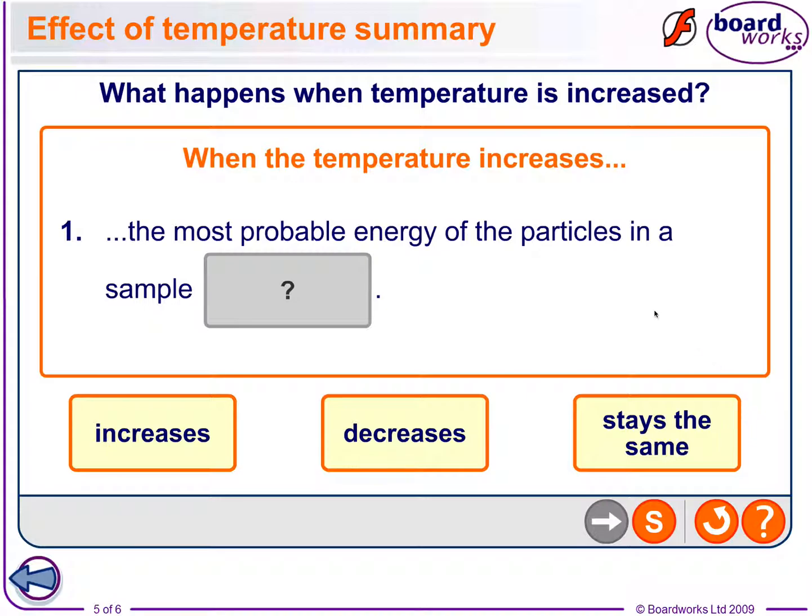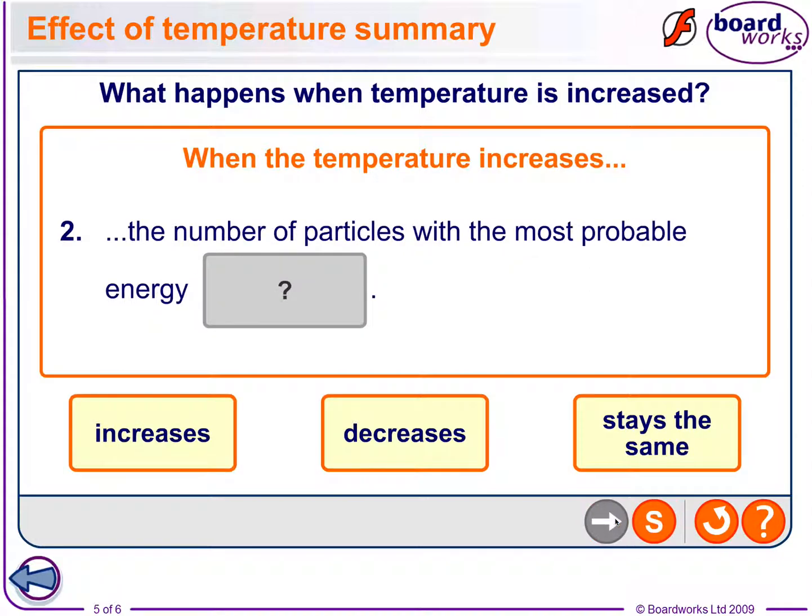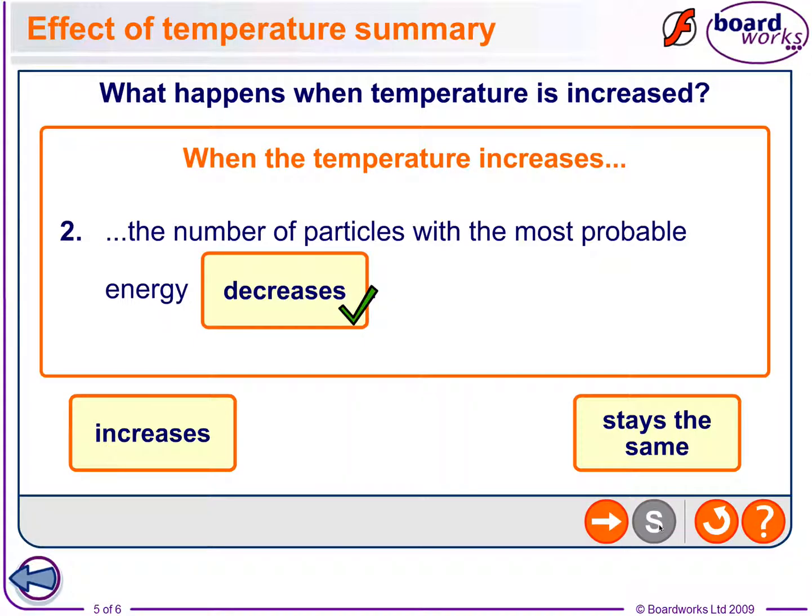Right, so when the temperature increases, the most probable energy of the particles in a sample will increase. When the temperature increases, the number of particles with the most probable energy will decrease. Now that's quite important, because the number of particles with the most probable energy, as we could see from the red curve, was lower. The peak sort of drops, so you haven't got a large number of particles with the most probable energy like you had in the blue curve.